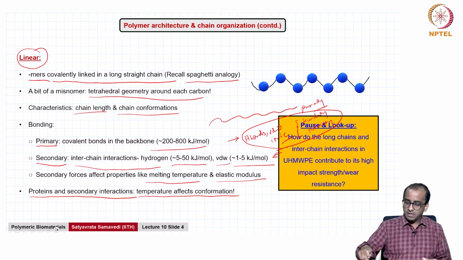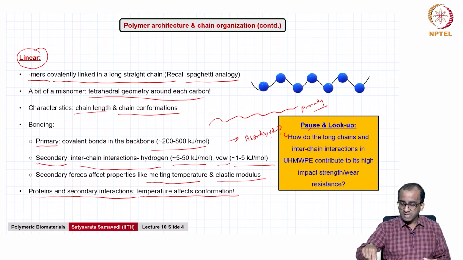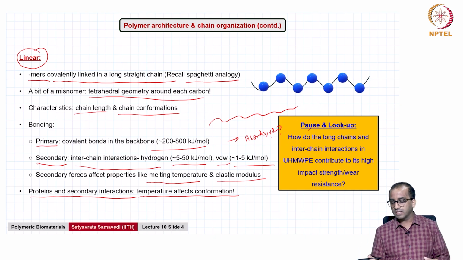Again, now think about something like ultra high molecular weight polyethylene, and you have very long chains. How do the long chains and the interchain interactions in this polymer contribute to its exceptionally good mechanical properties like high impact strength and wear strength? And it turns out that it's a combination of factors.